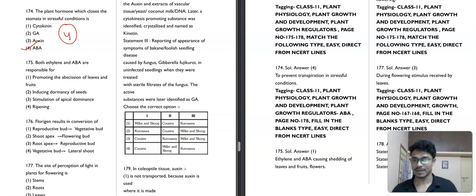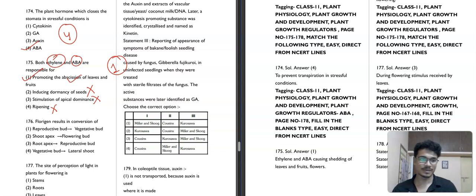Then question number 175. Both ethylene and abscisic acid are responsible for promoting the abscission of leaves and fruits. Not a synergistic effect, I can say a common effect. Yes, both promote abscission of leaves and fruits. Inducing dormancy of seeds: abscisic acid produces dormancy but not ethylene. Stimulation of apical dominance: they both have no role in apical dominance, which is stimulated by auxin. Ripening is produced by ethylene but not abscisic acid. So the common factor is promoting the abscission of leaves and fruits. So the first option is our correct answer.